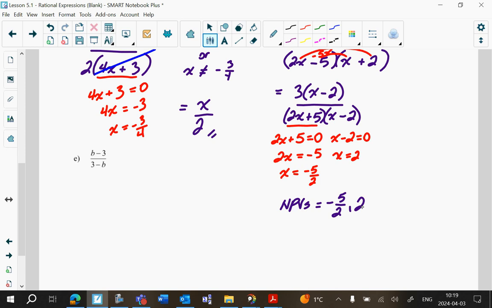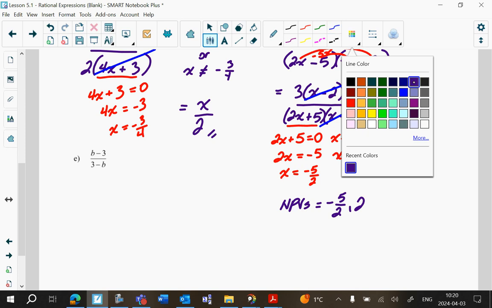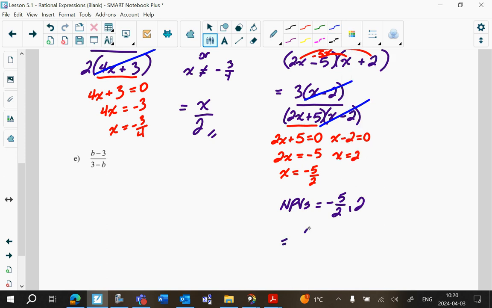Once that's done, go back up to the factored form and start slashing. The x minus 2's can go because that's 1. Nothing else can go. So my final answer reduced is 3 over 2x plus 5. And you can keep the parentheses around the 2x plus 5, but you don't have to, because there's nothing else down there with it.